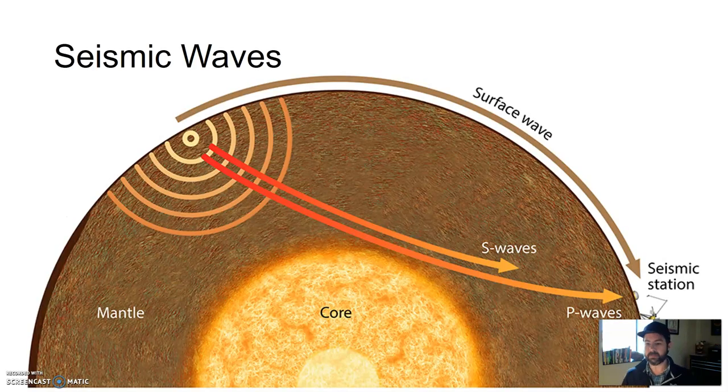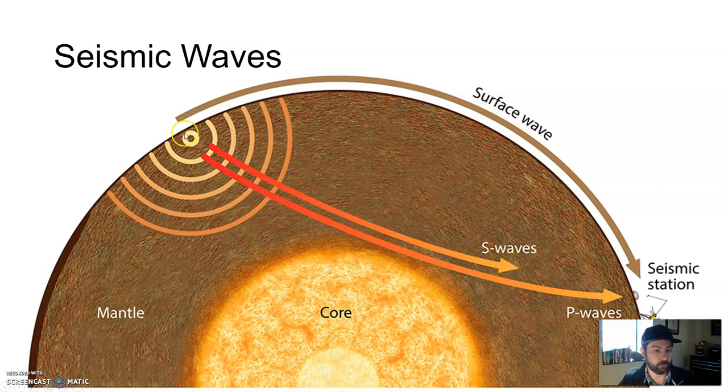So when an earthquake occurs, there's actually a few different types of larger types of waves that are created. There are surface waves, and then there are also body waves. We're mostly going to be concerned with body waves, not so much surface waves. So body waves include two different types of waves, P waves and S waves.